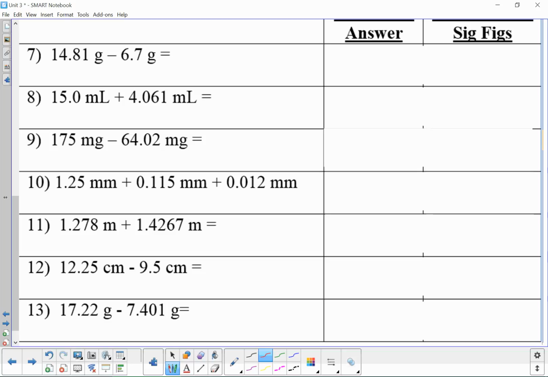So what I want you to do right now is see if you can do these problems on the bottom. Then I want you to pause the video, and when you think you have all the answers right, click on the video again and I will put the answers up for you. So pause the video right now and try it.